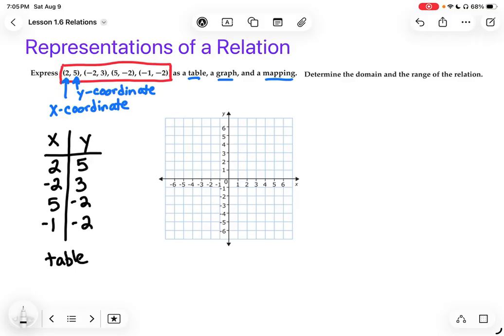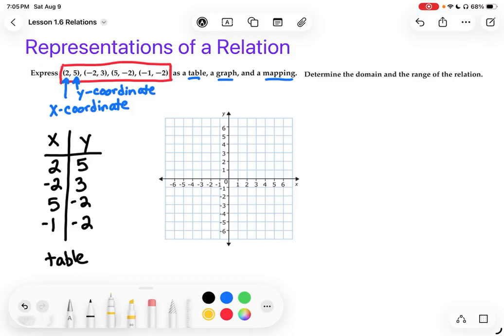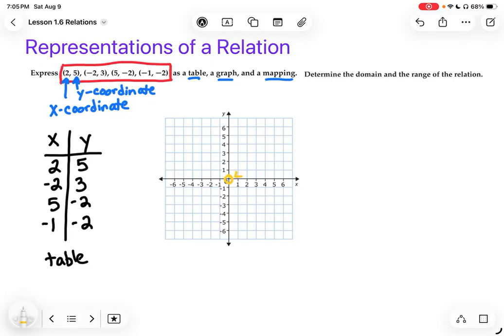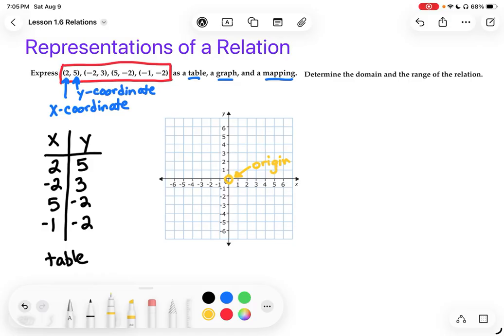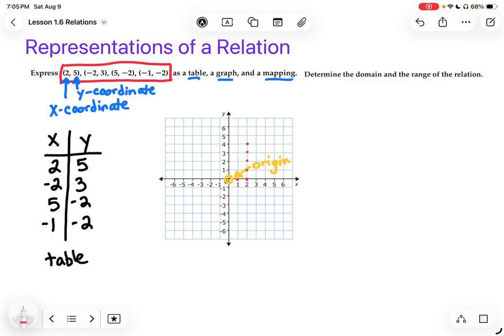Great. So then we're going to do our graph. Anytime you're graphing, and you've probably done this before, let's just do a quick refresher. We start at this point right here in the middle, and this point is called the origin. The origin is the coordinate 0, 0. And it's called the origin because that is where we originate. We start at 0, 0, right there in the middle. And so our first point, 2, 5, means from the origin, we count 2 spaces over and then 5 spaces up. And there at 2, 5 is where we put that ordered pair.